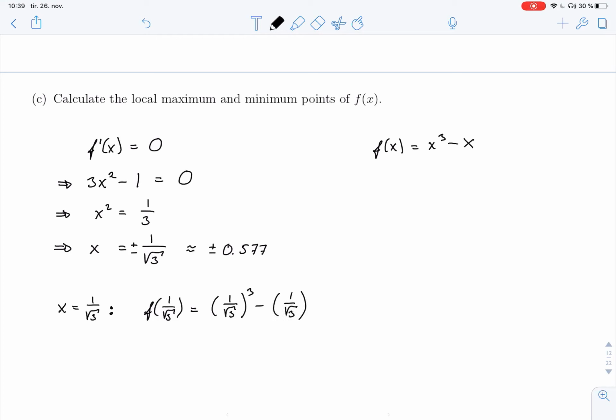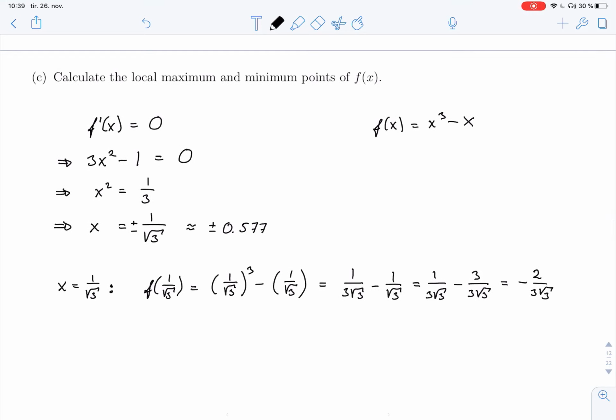Okay, so we insert 1 over square root of 3, and you can do the math on this, and you will get 1 over 3 square root 3 minus 1 over square root 3. We can expand the last one like this. So we will get minus 2 over 3 square root 3. It doesn't really look good when you have a square root underneath, but okay.